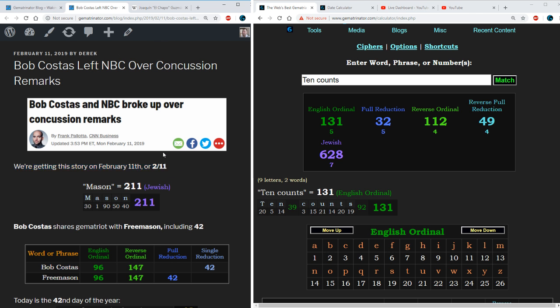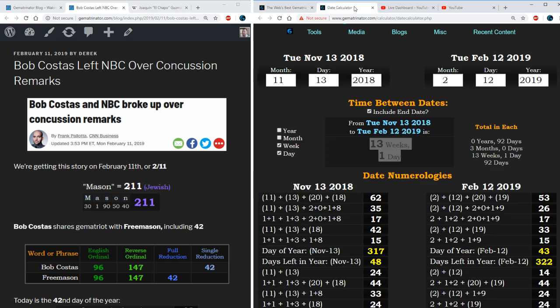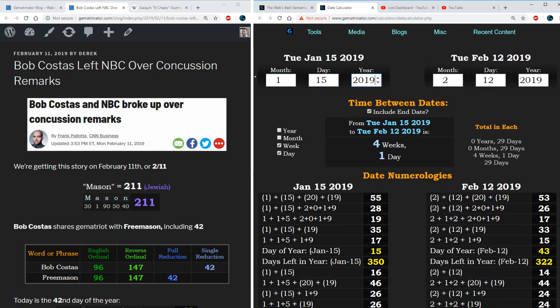Now, before I get into the numerology of this story, consider this. The name Bob equals 19. He retired from NBC in the first year of 2019. NBC equals 19. The date he retired was January 15th. And check out how if you add all the digits individually from that date, it sums to 19.